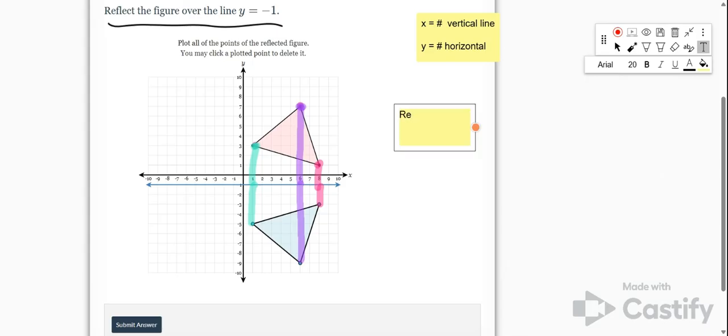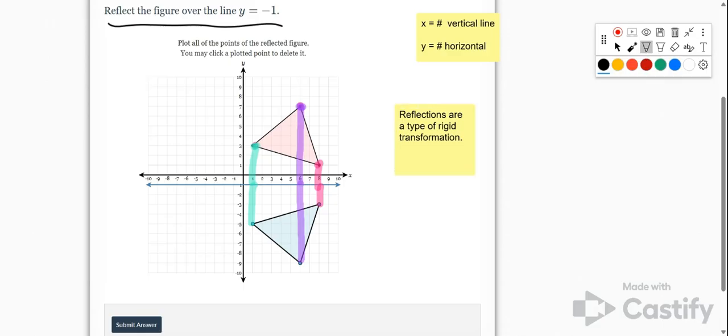I should see the same size shape. It should be a congruent shape because reflections are a type of rigid transformation. Rigid transformation means that even though you're doing something to the image, it's not actually changing the size or the shape. So the angles are the same. The lengths of the sides are the same. The only thing that's different is probably the location and also the orientation.